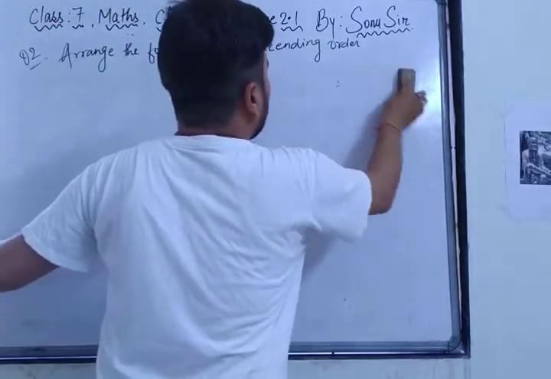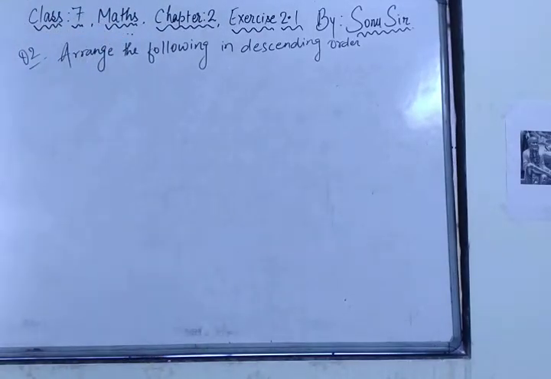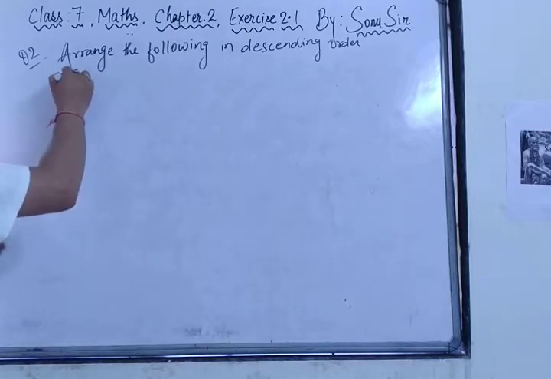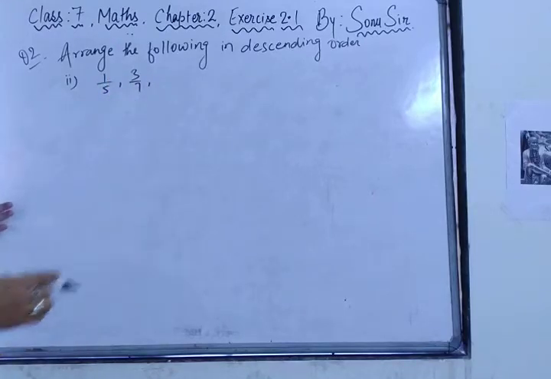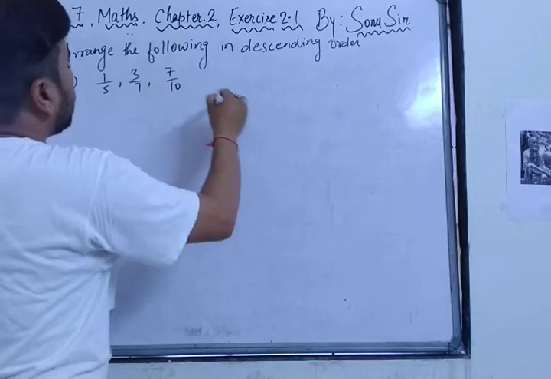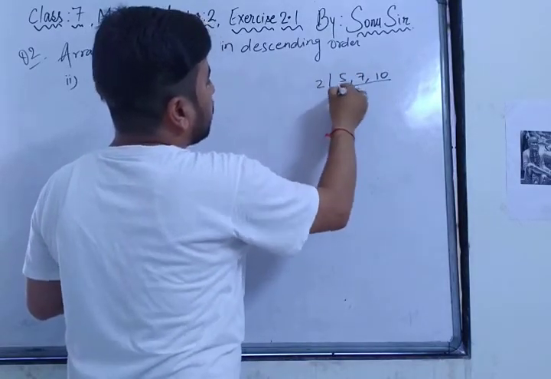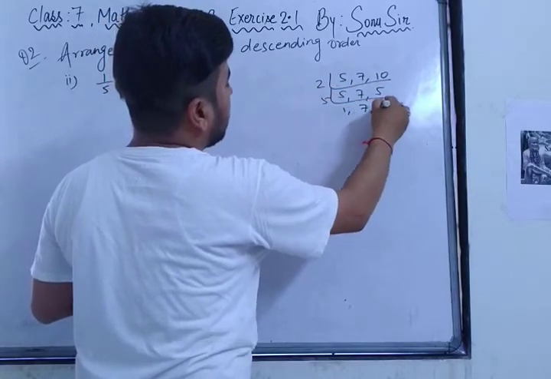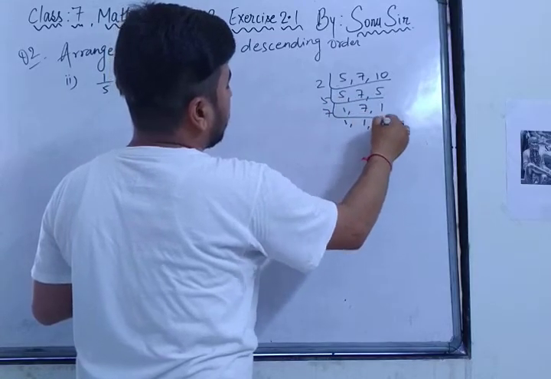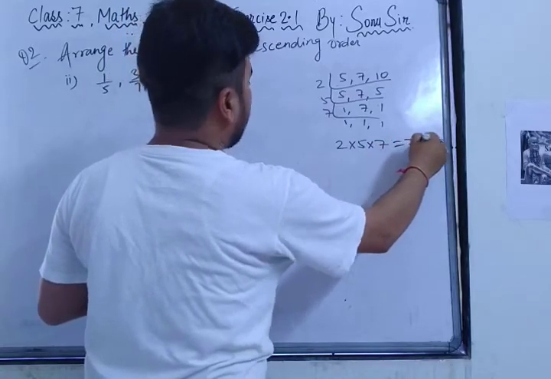In question number 2, also the same question is there: you have to arrange in descending order. Only the digits are changed. Digits are 1 by 5, 3 by 7 and 7 by 10. So here you can first of all find the LCM of 5, 7 and 10. 2, 5, 7, 2 5s are 10. So now 5, 5 1s are 5, 7, 1, 1, 1. So 2 into 5 into 7. 2 5s are 10, 10 7s are 70 is your LCM.